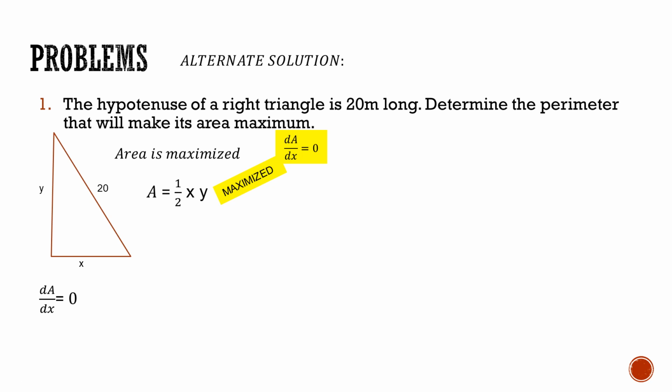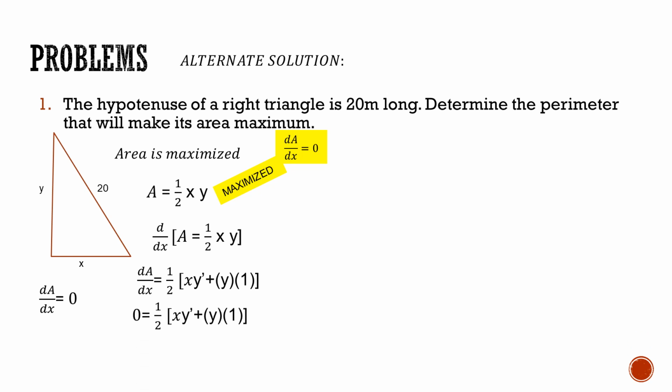So, no need to express this area in terms of a single variable. So, just execute differentiation with respect to x. If we do that, the left-hand side, we have dA over dx equal to 1/2. Product rule tayo, no? xy prime plus y. Okay? Notice, nagkaroon tayo ng y prime dito sa ating equation. So, dito na tayo gagamit ng other equation. So, before that, we note that dA over dx is equal to 0.